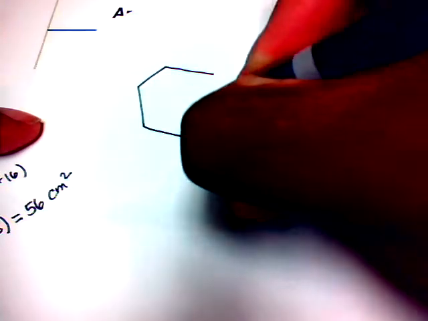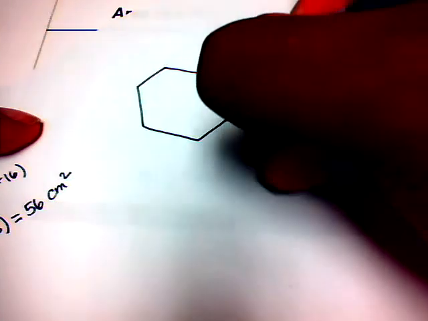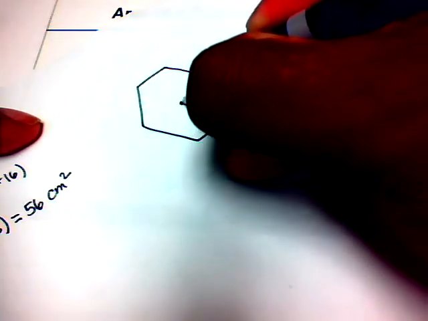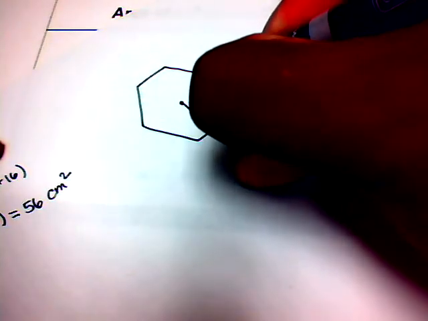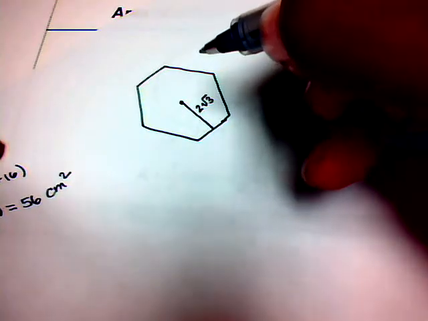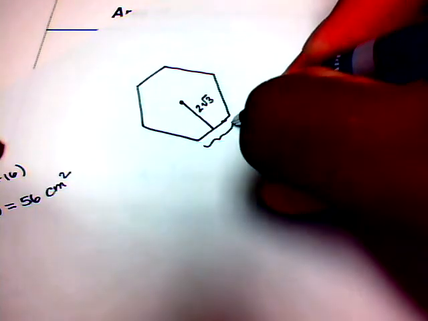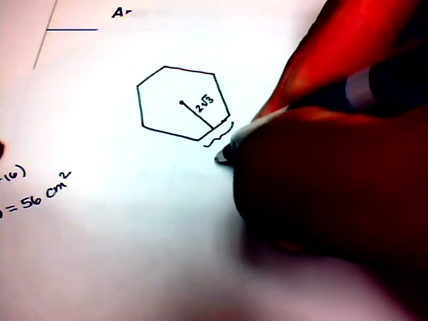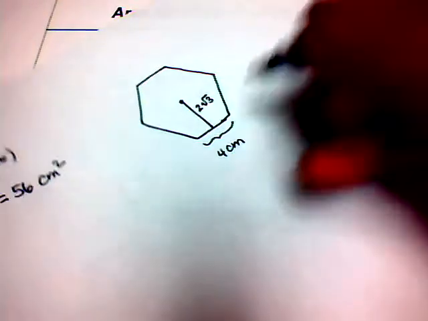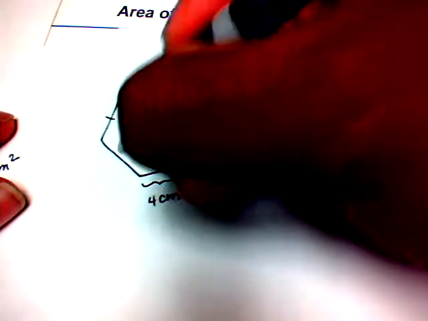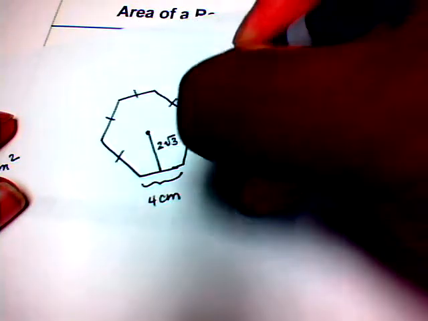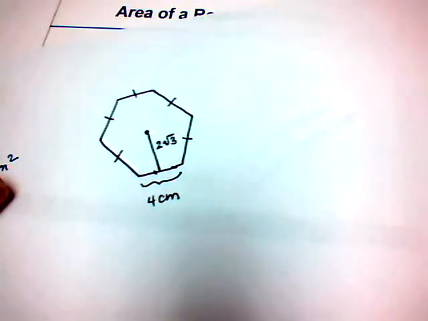Let's say we had a regular hexagon, and here this length, which is your apothem, is 2 square root of 3. And the length of this side is 4 centimeters. And I want to find the area of that regular hexagon. Here all the sides are equal, including this one.